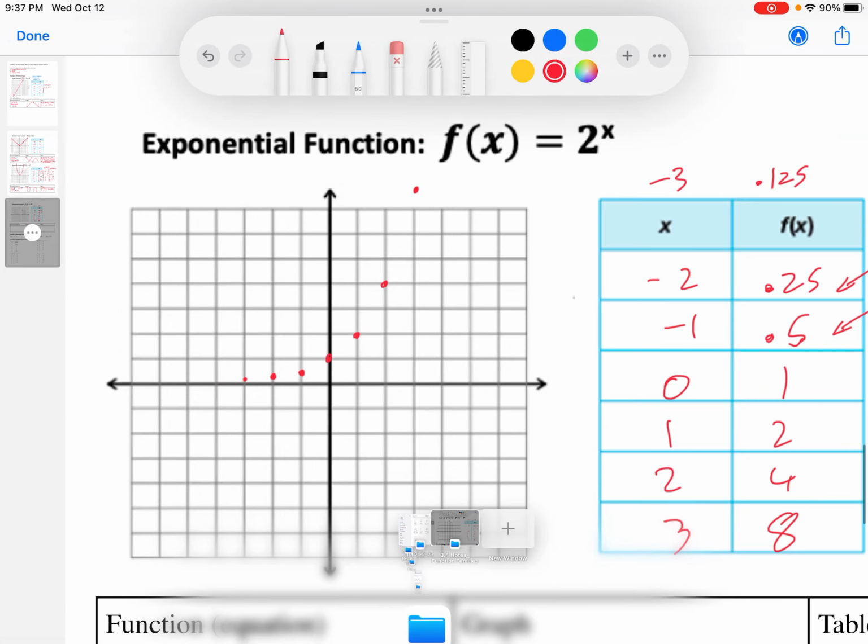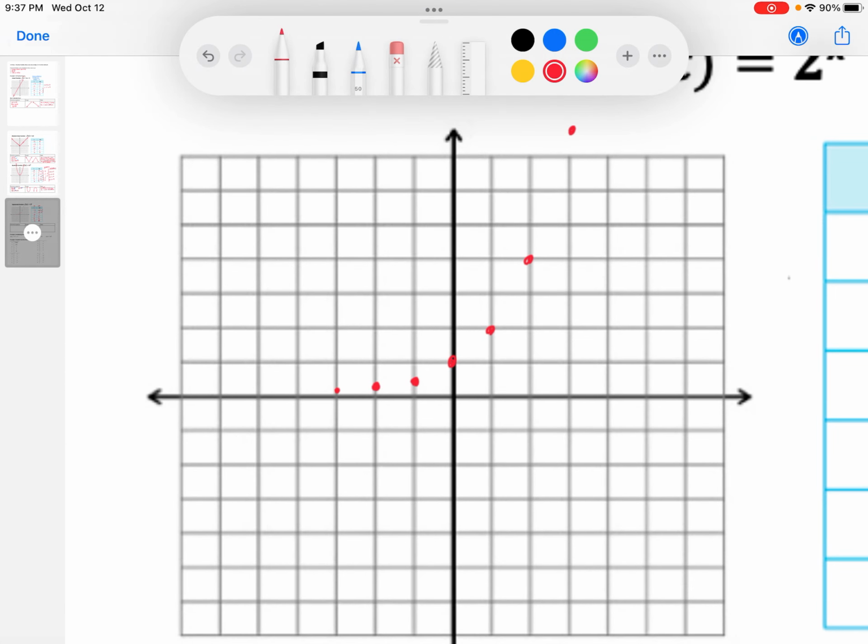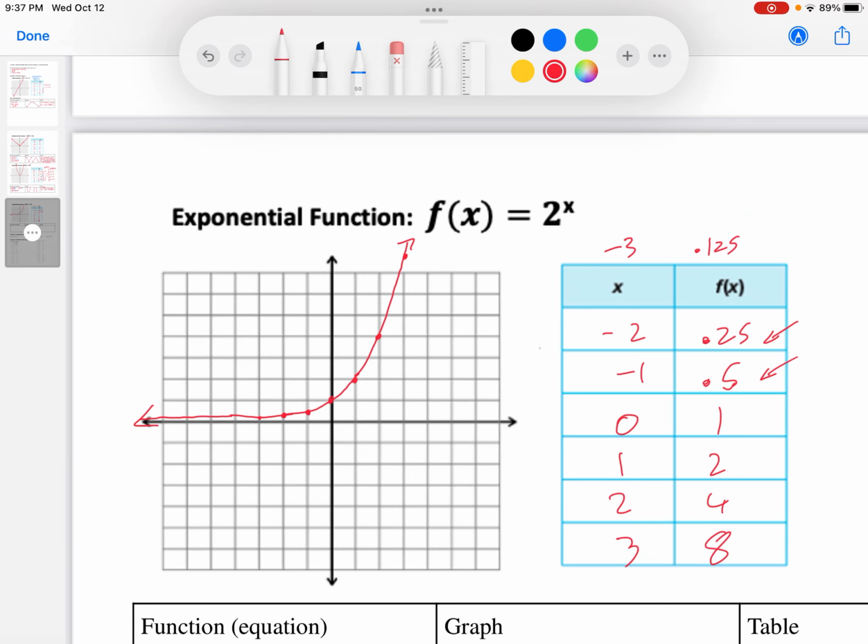So let's get in the habit of drawing a line that hovers over the x-axis. And then it goes up. And we're going to connect it like that. And that is an example of an exponential function.